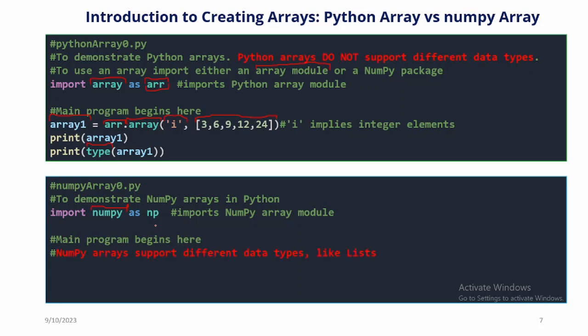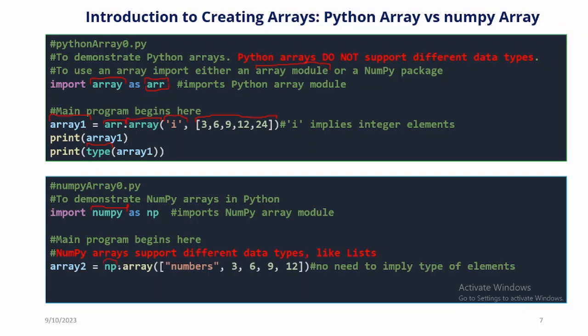NumPy arrays support different data types just like lists. So let's create an array. We call it array2 equal to np dot array, using the alias, and we don't need to specify whether the data type is an integer or float or string or whatever. No, we don't need to do that with NumPy arrays. We just go ahead to define the array elements. You can see the elements. First one is a string called numbers. The rest of them are integers. You can mix them up like this. You can put a boolean, you can put a float, and so on and so forth. So we can print array2 and also print the type of the array.